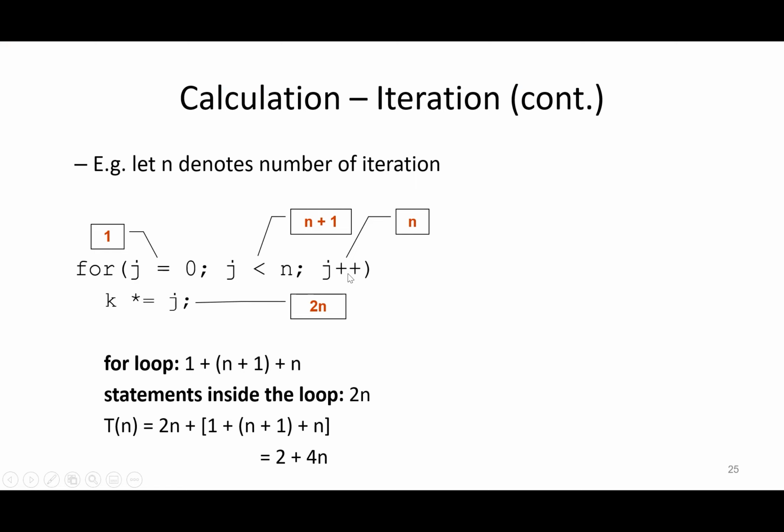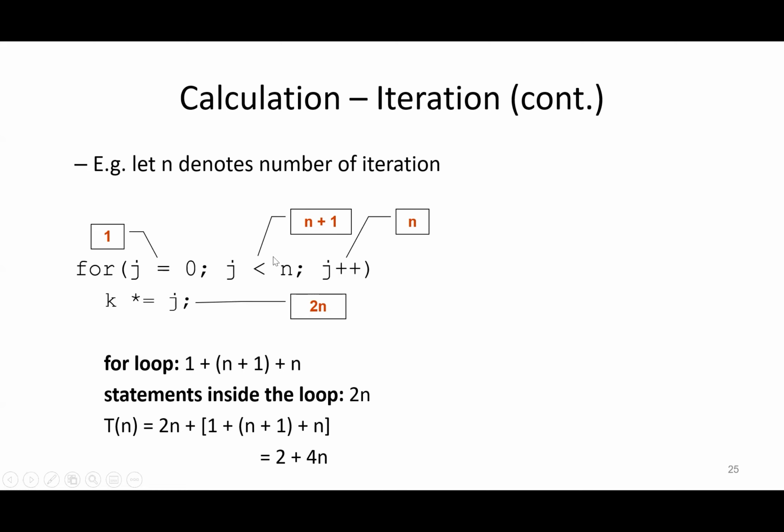And then this j plus plus, you need to execute n times. Let's say this for loop, you loop from j equal to 0 until n minus 1, right? Because your condition is less than n. So you need to execute from 0 to n minus 1, which means you need to execute how many times? n times, right? Because you start from 0. So for this j plus plus, every time I loop, I need to increase by 1, so I will execute this part n times, because I loop this for loop n times.